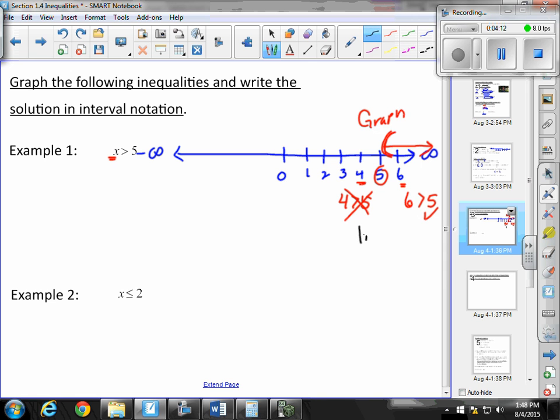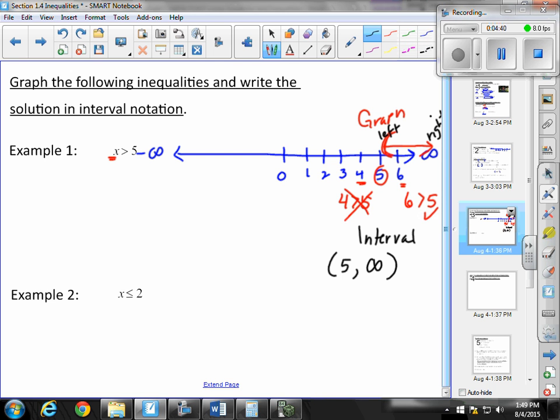And when I write the interval, I look at where my shaded region is on my graph. I look at where the left edge is and where the right edge is on my graph. And the left edge is going to be the left edge of my interval, parenthesis 5, comma, and then I go out to the right-hand edge, it's infinity, and infinity always gets a parenthesis. So there's my interval for that inequality.